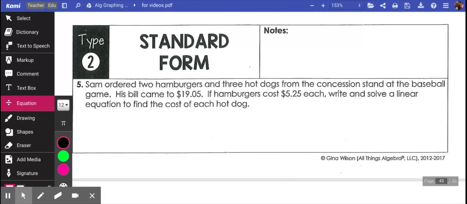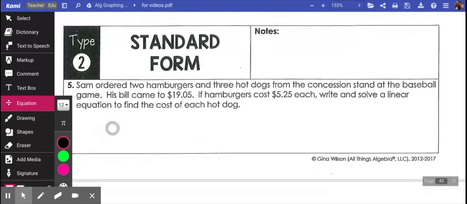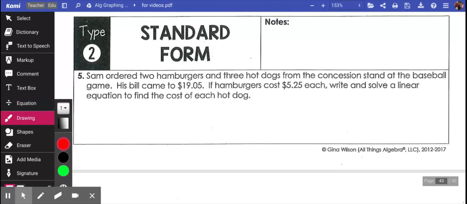It says Sam ordered 2 hamburgers and 3 hot dogs from the concession stand at the baseball game. His bill came to $19.05. If hamburgers cost $3.25 each, write and solve a linear equation. So the reason these are called standard form is, let's see here. I'm going to assign my variables. So I'm going to use X and Y, and I'm going to use X for hamburgers and Y for hot dogs. And I'm just going to abbreviate there.